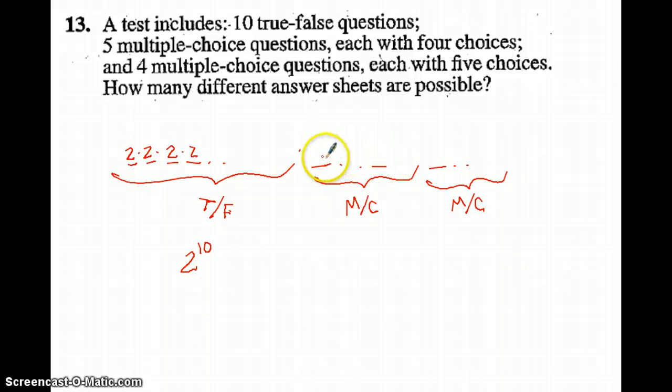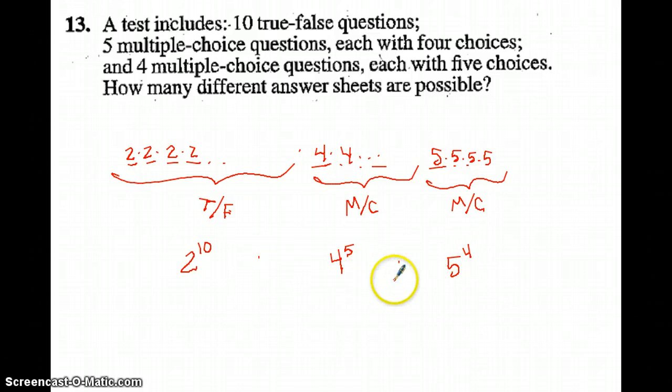This is the one where they all had 4 choices. How many of them have 4 choices? 5 questions, 4 choices. That's 4 times 4 times 4 times 4 times 4. And then 4 questions with 5 choices. That's not too long to write out. I'll just write that out. If you look at that carefully, that's 5 to the 4th power.